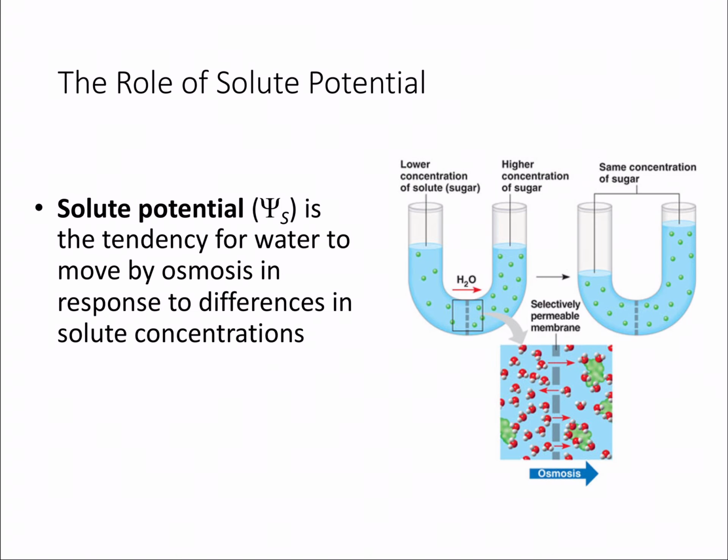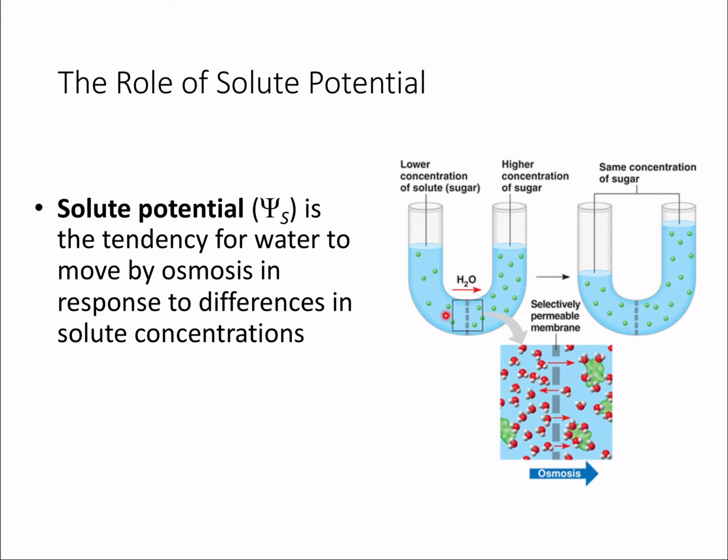So solute potential is the tendency for water to move by osmosis in response to differences in solute concentration. So if we look at this picture here on the right, you may have seen this before, this U-tube, the original U-tube. In this U-tube, we've got a semi-permeable membrane here in the center. So that means that this membrane is going to allow water to flow through, but it's not going to allow these sugars to flow through. So over here we have a high concentration of sugar and therefore a lower concentration of water, relative to this side where we have a low concentration of sugar and a high concentration of water.